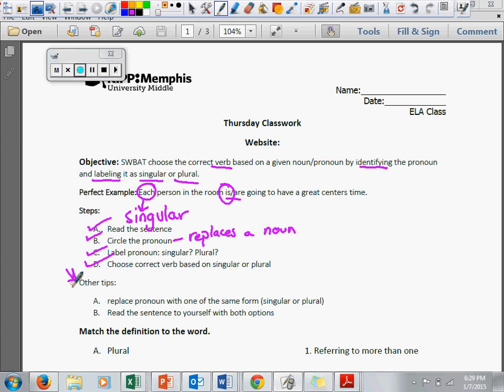I can also read the sentence out loud to myself. Each person in the room is going to have a great centers time, or each person in the room are going to have a great centers time. And you can tell just by sort of hearing it out loud which one makes the best sense. So if you ever get stuck, you can come on down here to other tips, and you have some clues in case steps 1 through 4 don't work.